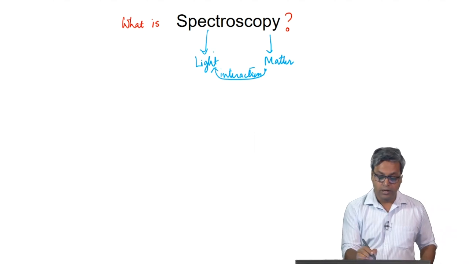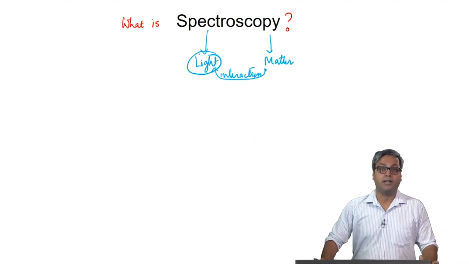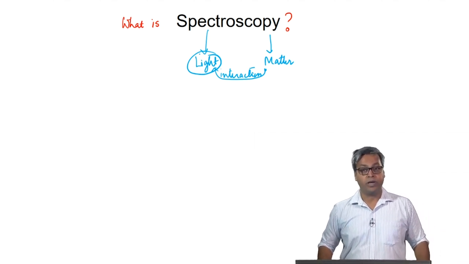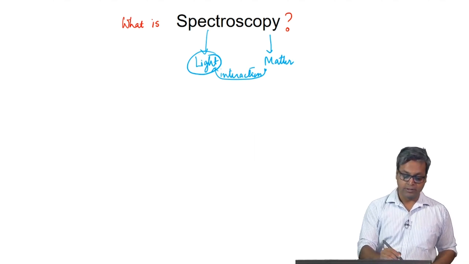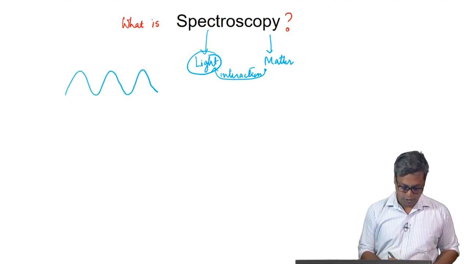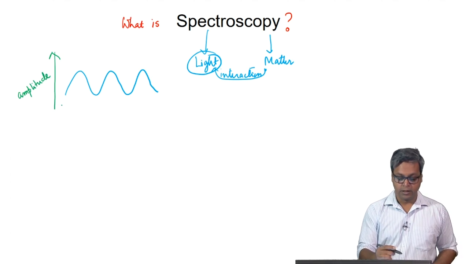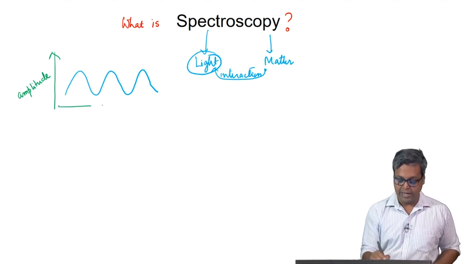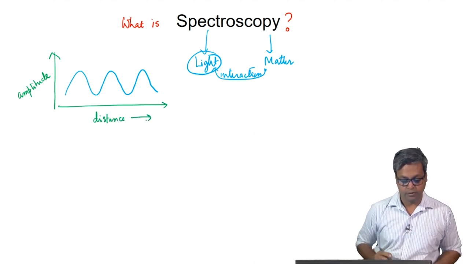So, first let us focus on light. Because we have light and matter, we would ask, what is light? Light is an electromagnetic wave which oscillates in space. So, because we have talked about a wave, let us draw a wave first. Now we have drawn a wave, and because this is a plot, let us try to label the axis. On the y axis, we are showing the amplitude. That means it tells us how large or small the wave is. On the x axis, we are showing the distance traveled by the wave.